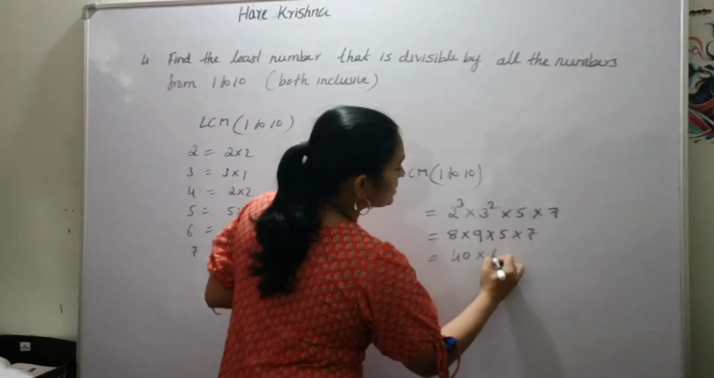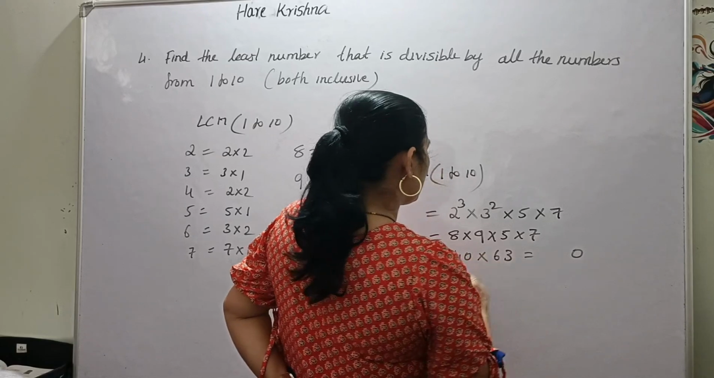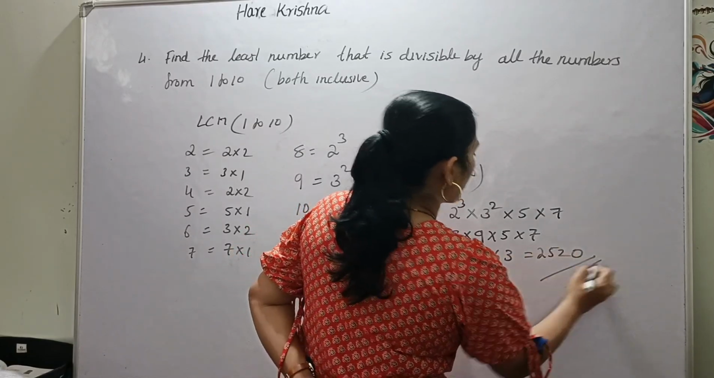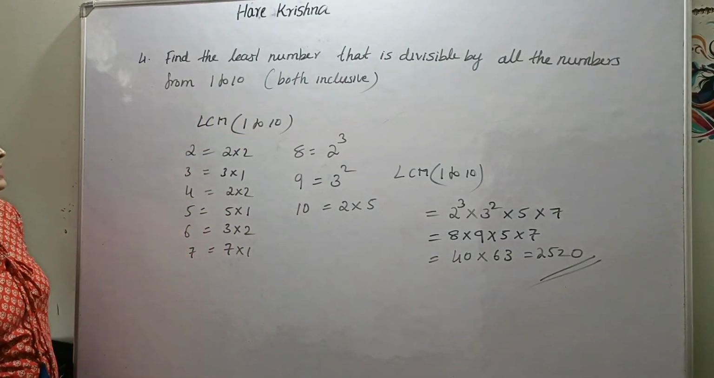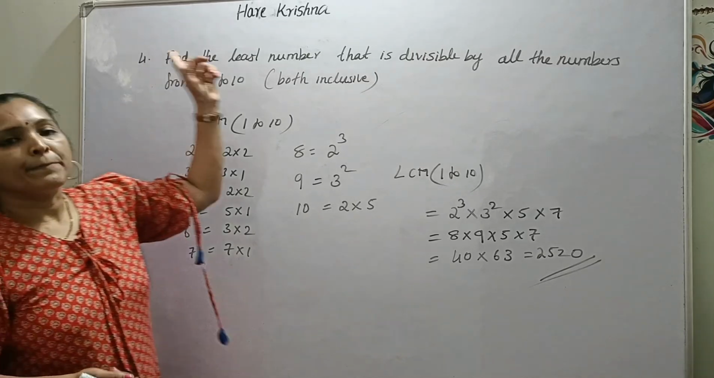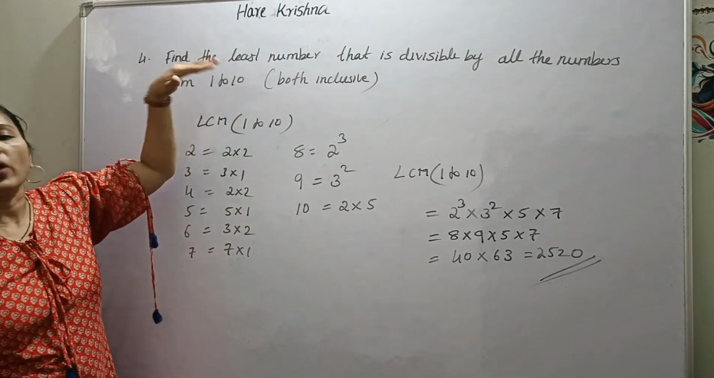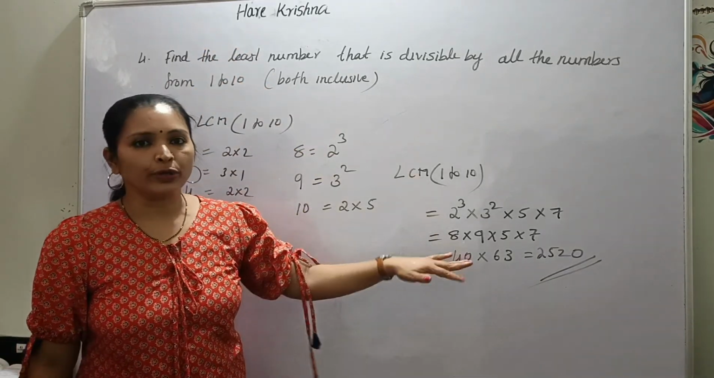40 into 63, that is 2520. So 2520 is the LCM of numbers 1 to 10. That is, the least number that is divisible by all the numbers from 1 to 10 is 2520.